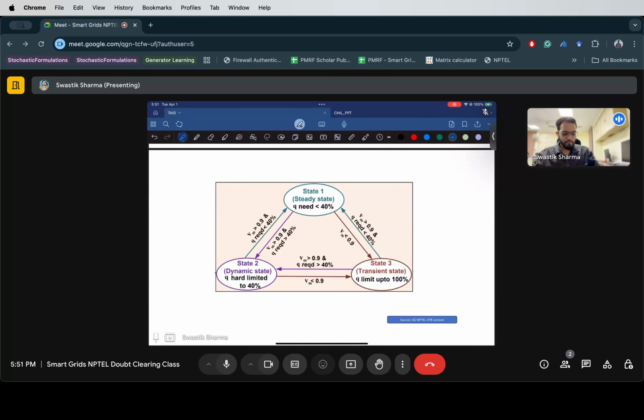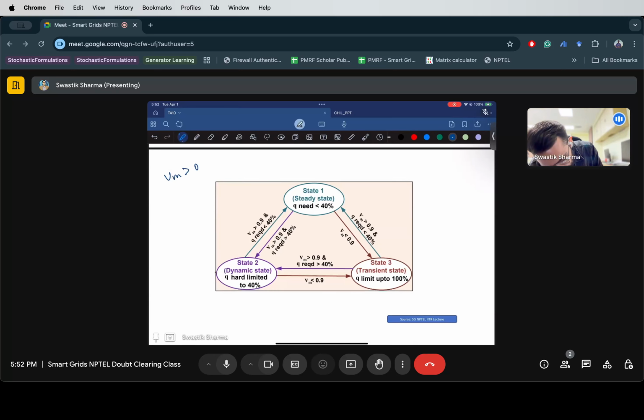Now, what used to happen is this is the kind of CVC that existed before. So these are three different states that it used to operate with. In the first state, the required reactive power was less than 40%. And we used to check if the voltage is greater than 0.9 or not. So VM is greater than 0.9 per unit. That means it's in a safe level, but the Q requirement in the system has increased.